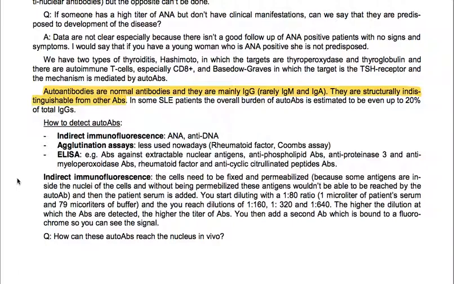Indirect immunofluorescence. How does it work? The cells need to be fixed and permeabilized, because some antigens are inside the nuclei of the cells, and without being permeabilized, these antigens wouldn't be reached by the autoantibodies. Then the patient's serum is added. You start diluting with a 1:80 ratio, and then you reach dilutions of 1:160, 1:320, and 1:640. The higher the dilution at which the autoantibodies are detected, the higher the titer of antibodies. You then add a second antibody which is bound to a fluorochrome, so you can see the signal.